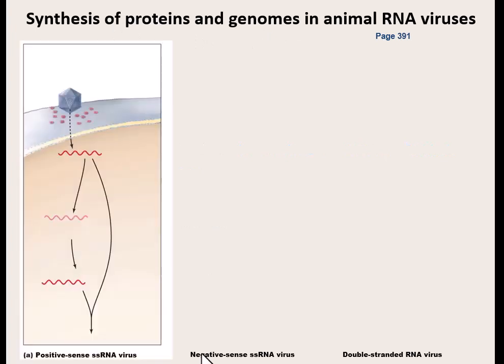Now, the RNA viruses, they're the most confusing because there are three different types of RNA that a virus can have. So it can have double-stranded RNA. It can also have single-stranded RNA, but there are two kinds of single-stranded RNA. One's called positive sense, and one is called negative sense.